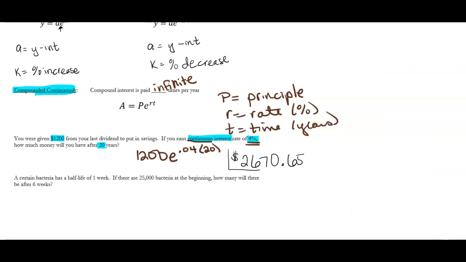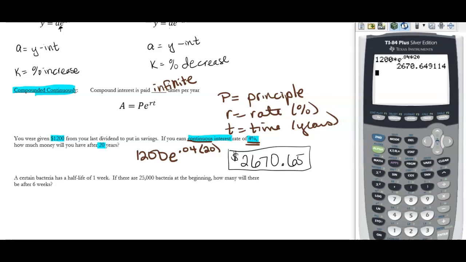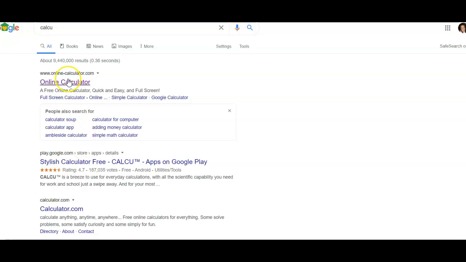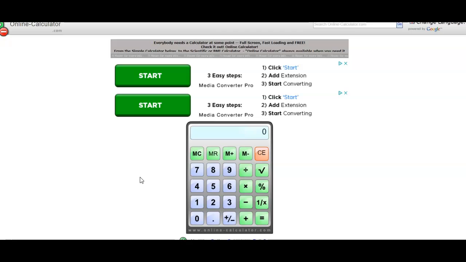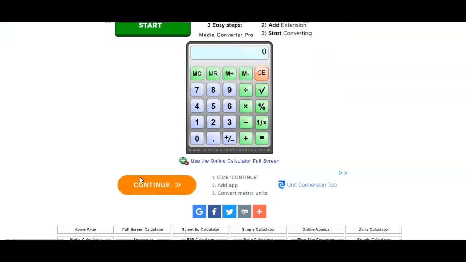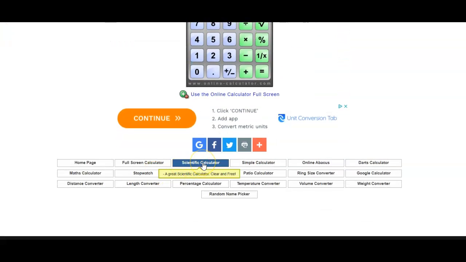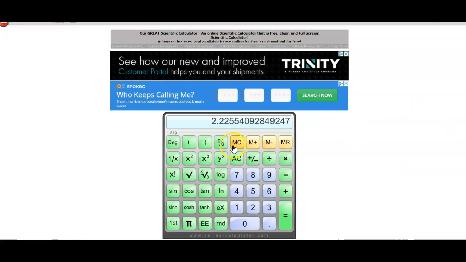Now, I know a lot of you do not have graphing calculators, so I'm going to show you another way that you could do it. Okay, so I just did a Google search online calculator. Here's the basic one, but I need the scientific one, so if you have a scientific calculator, I scroll here, here's scientific calculator. I had to try it out to make sure I knew how to get it to work because it wasn't working at first. Okay, clear, there we go.